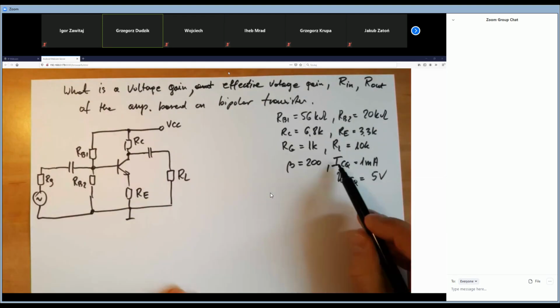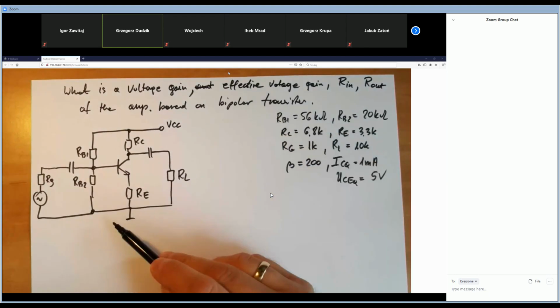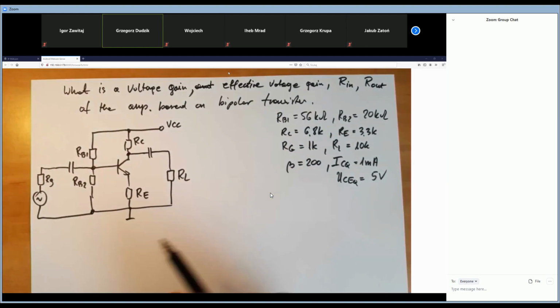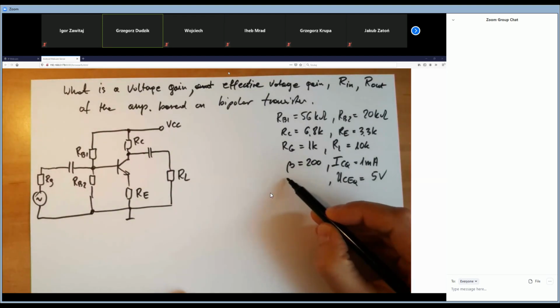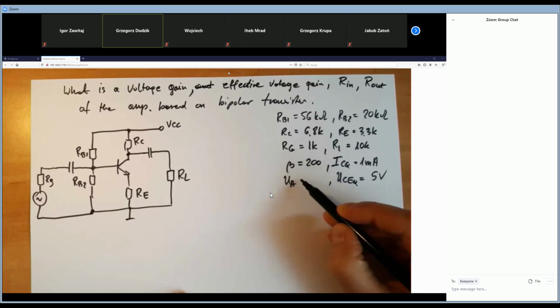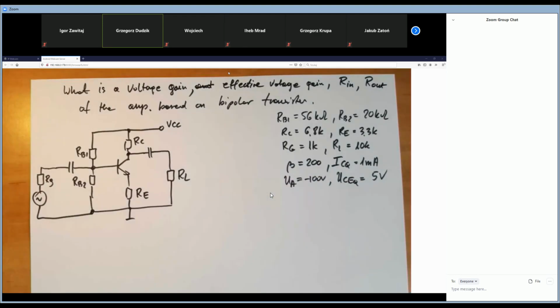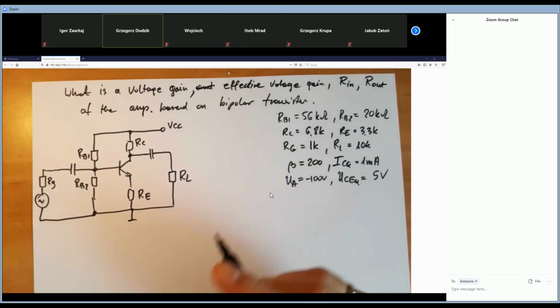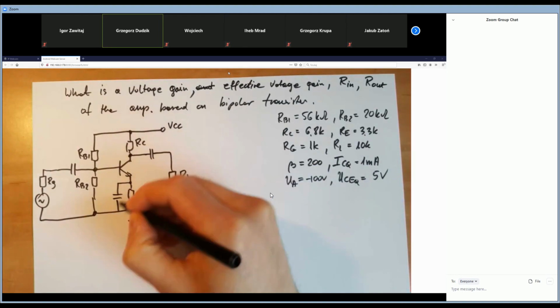Without these values, we would have to make the DC analysis according to these parameters for our circuit, like previously, because this is it, in fact. And what else? We have to put clearly the early voltage like minus 100 volts. That's enough. Great. So first of all, here we've got the capacitor also on the emitter.